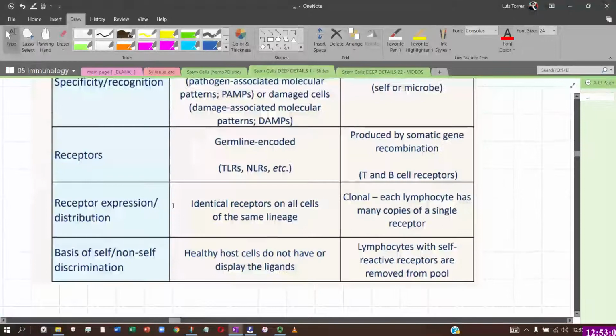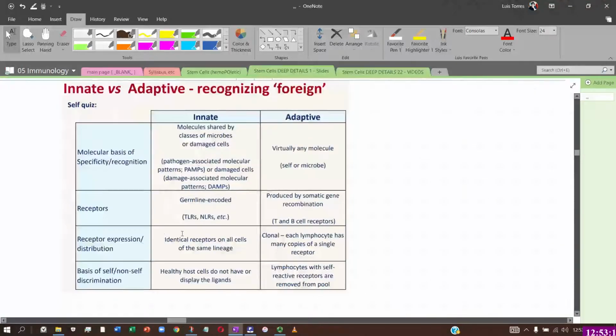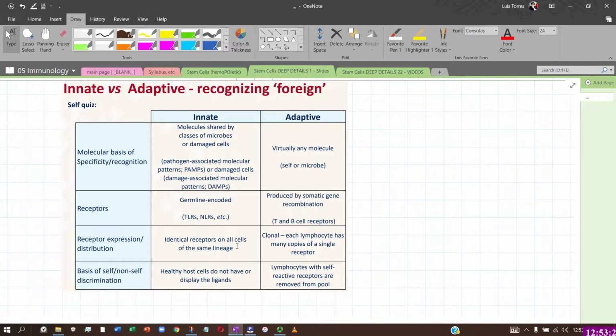So let's consider the concept of receptor expression and receptor distribution. When it comes to innate immunity, there are identical receptors on all cells of the same lineage. However, in adaptive immunity, the key word is clonal. Each lymphocyte has many copies of a single receptor.